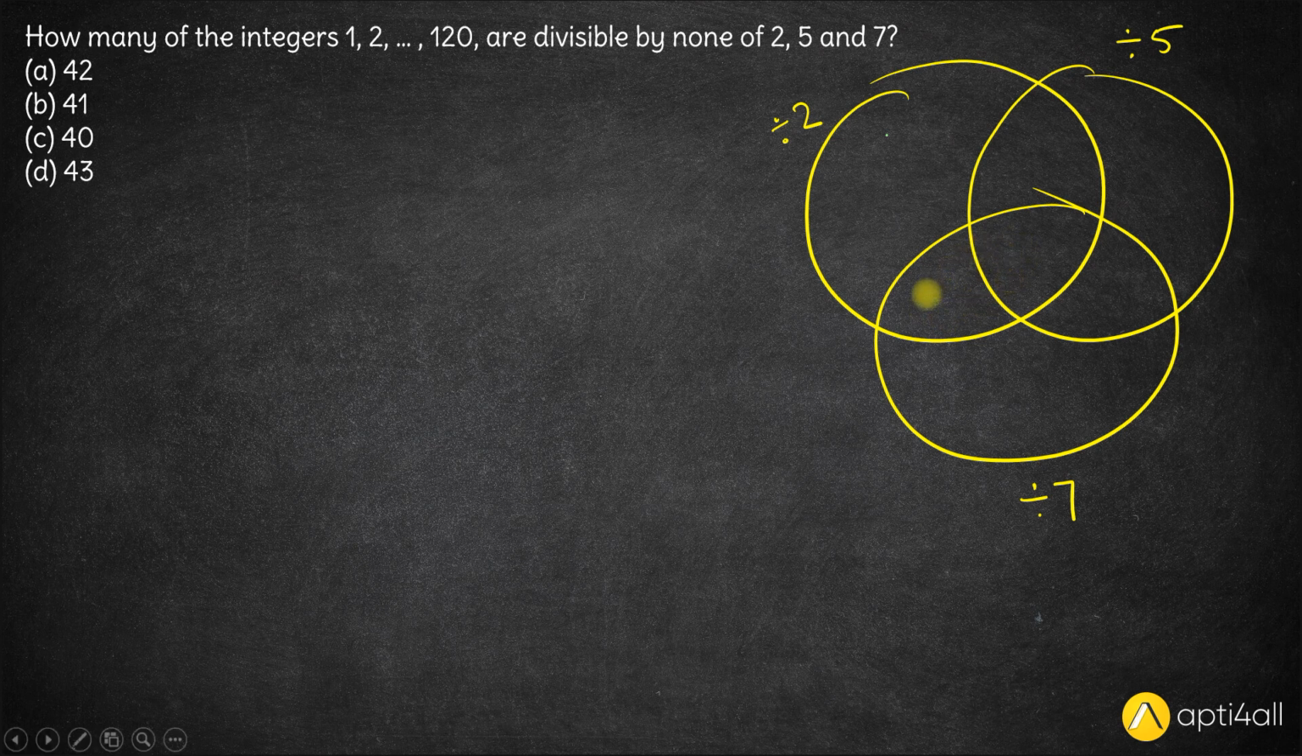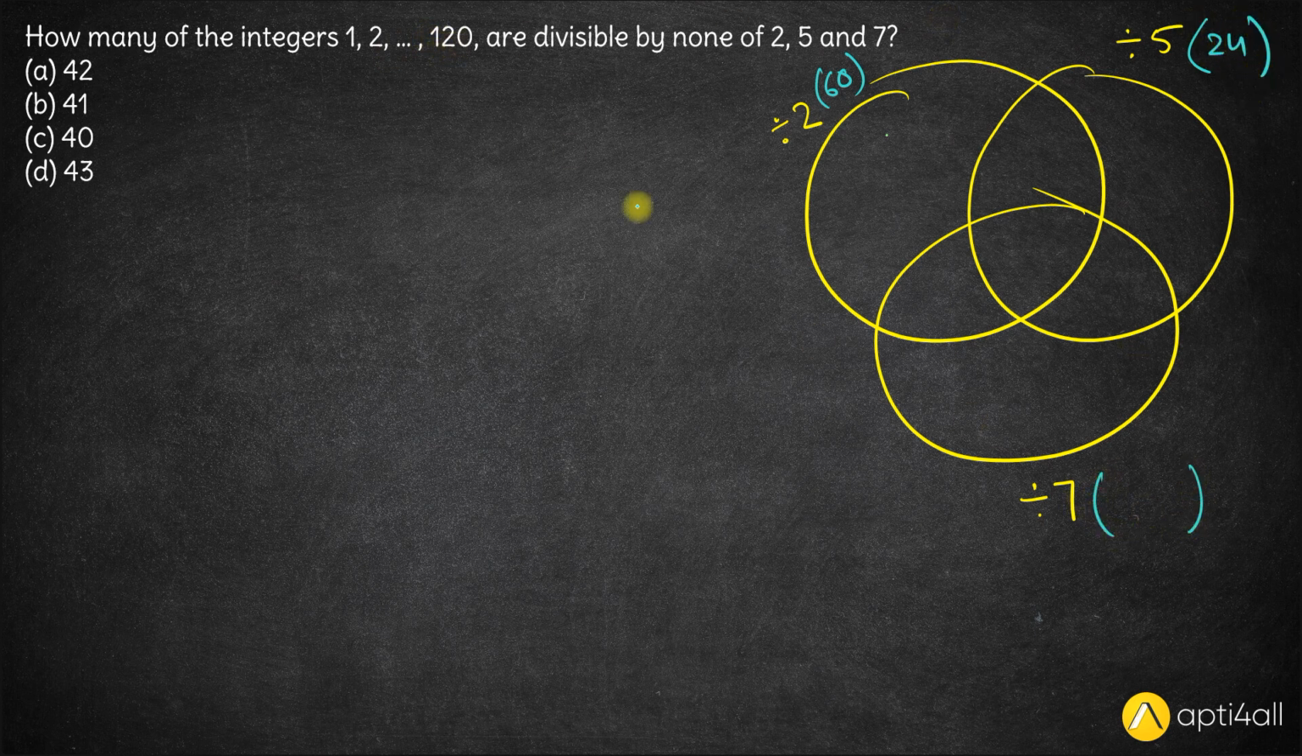So let's first calculate how many numbers are divisible by 2. You have numbers from 1 to 120. So 120 by 2 is 60. Out of the first 120 natural numbers, every second number will be divisible by 2, so 60 numbers are divisible by 2. Every fifth number will be divisible by 5, so the numbers divisible by 5 will be 120 by 5, which is 24.